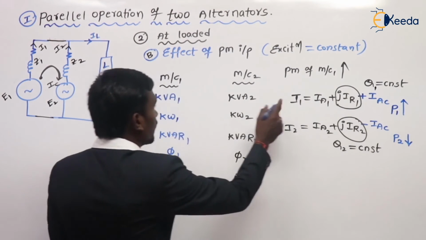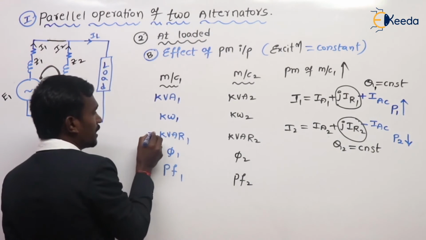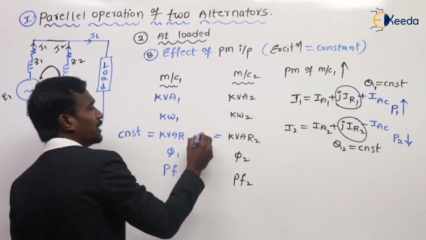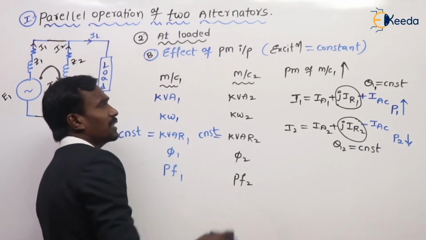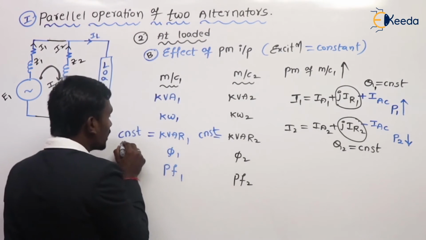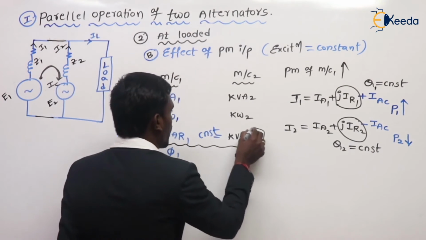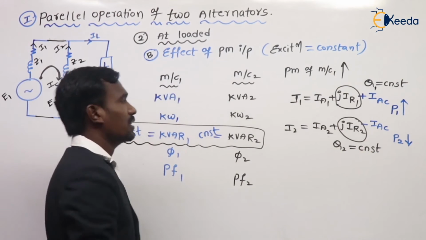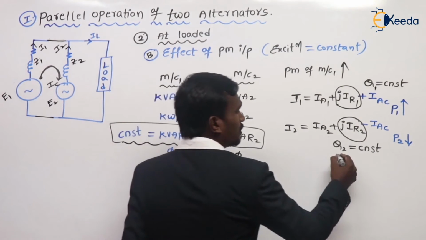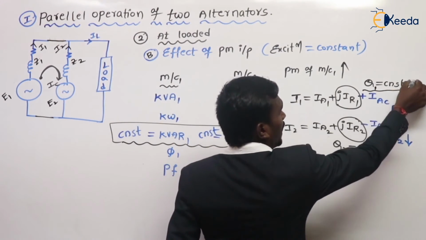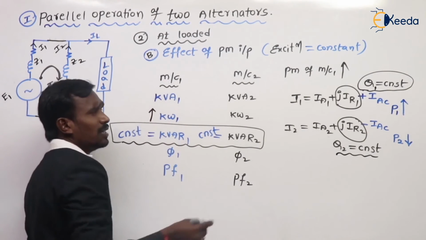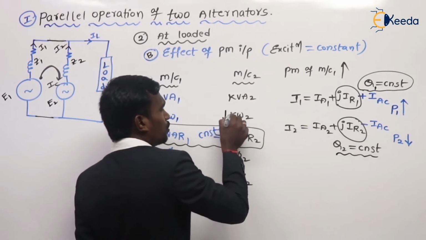What happened? The reactive powers are maintained constant. There is no change. I said you already, if the disturbance is from the prime mover side, then the reactive powers have no change. Nothing will change in reactive powers. But what happened? Of course, the reactive powers are constant, but the active power of machine 1 increases and the active power of machine 2 decreases.